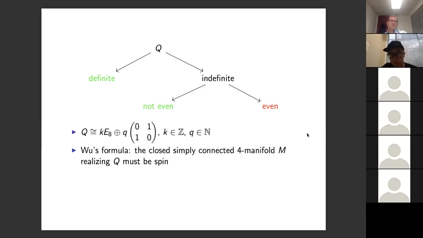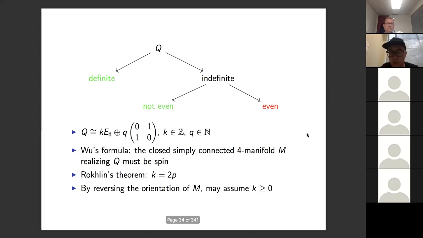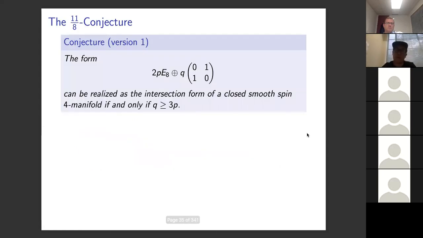By Wu's formula, if it's simply connected and the intersection form is of that form, you can always realize that it has a trivial second Stiefel-Whitney class. So this manifold in particular has to be spin. And Rokhlin's theorem tells us K has to equal 2P, so K is an even number. By reversing the orientation, we may further assume K is bigger or equal to 0. With that in mind, for the remaining cases, there is this 11/8 conjecture.